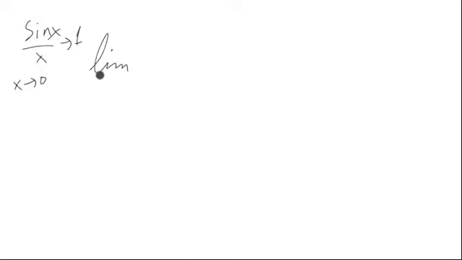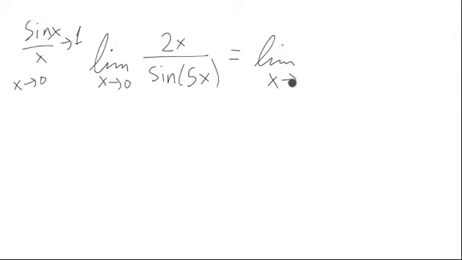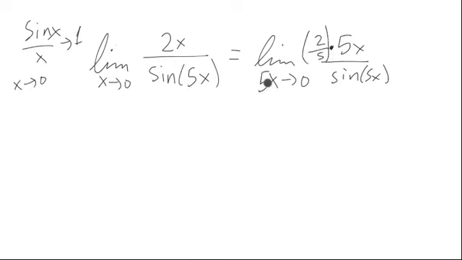Let's take a look at some more examples with sine x over x going to 1 as x approaches 0. So suppose you have the limit as x approaches 0 of maybe 2x over sine of 5x. What would this be? Well, we could think this is equal to the limit as x approaches 0 of, we could just write down 5x over sine 5x and then make a correction so it really is 2. What do you have to multiply 5 by to get 2? Well, it's just 2/5.